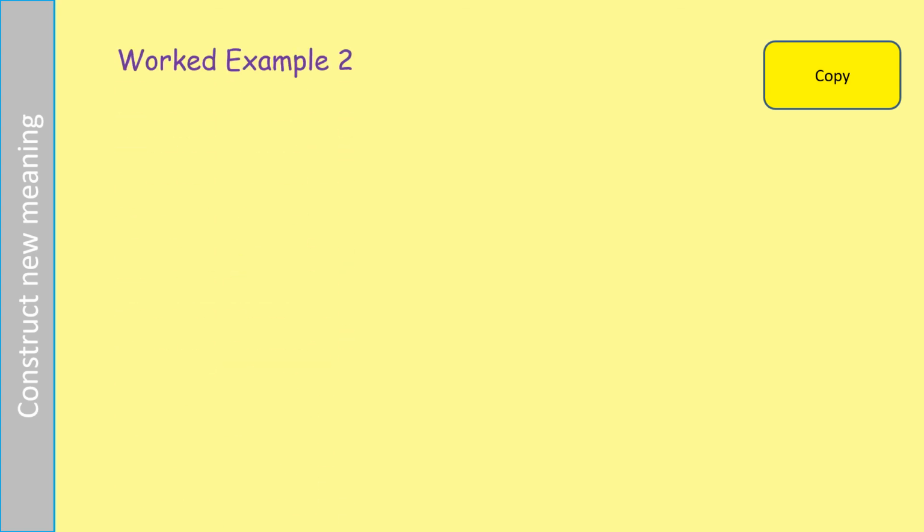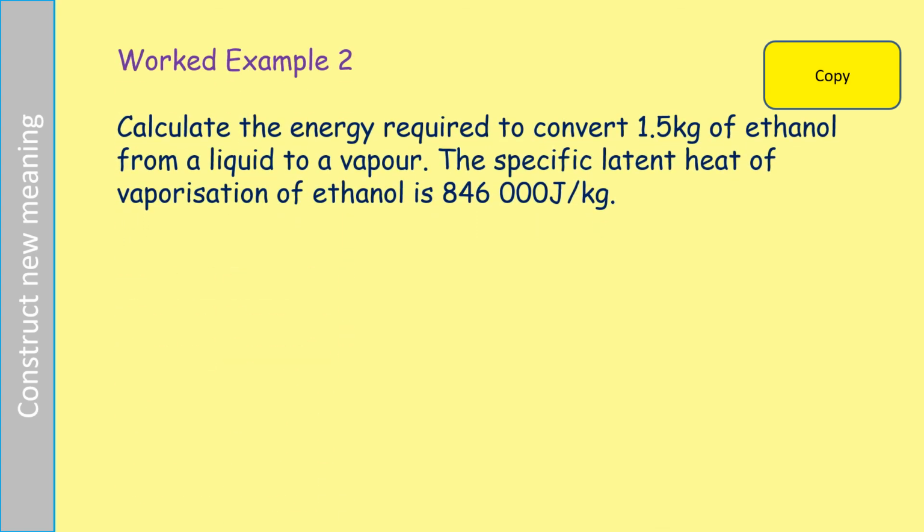Here's another worked example for you to go through. Calculate the energy required to convert 1.5 kilograms of ethanol from a liquid to a vapor. The specific latent heat of vaporization of ethanol is 846,000 joules per kilogram. So this time the change of state is from liquid to vapor. So from a liquid to a gas. So we need the specific latent heat of vaporization, which has been given to us in the question.